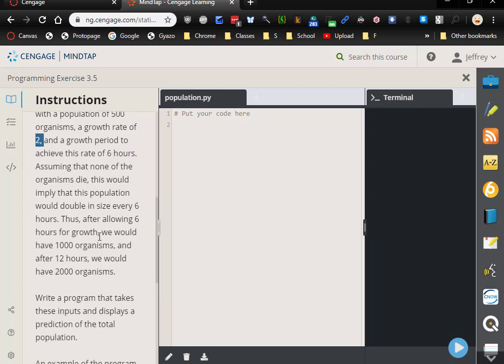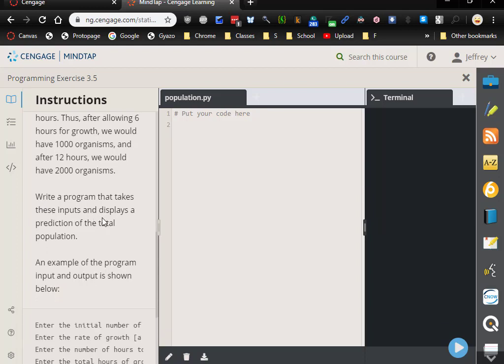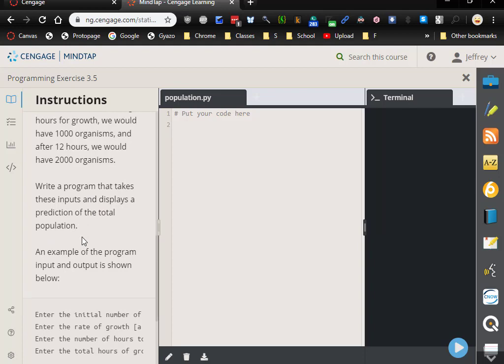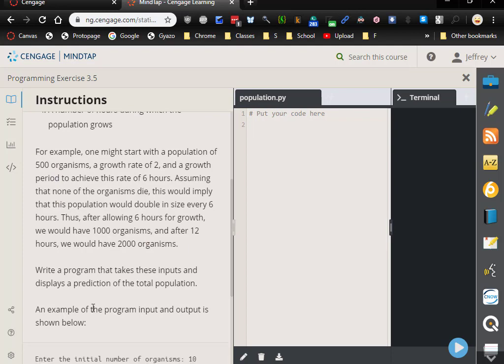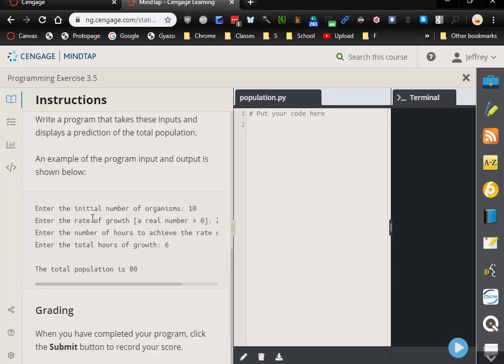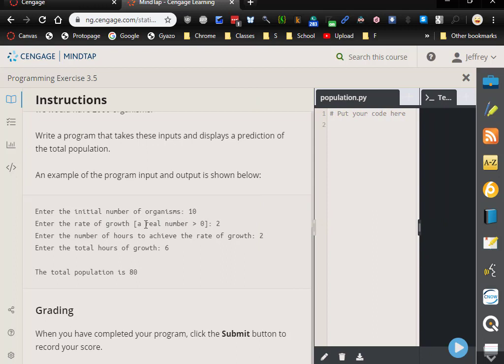So, after allowing for 6 hours, we should have 1,000 organisms, and after 12 hours, we should have 2,000. Write a program that takes these inputs and displays a prediction of the total population. And so our example input is: enter the initial number of organisms, 10, enter the rate of growth, 2, enter the number of hours to achieve the rate, 2, enter the total number of hours, 6.